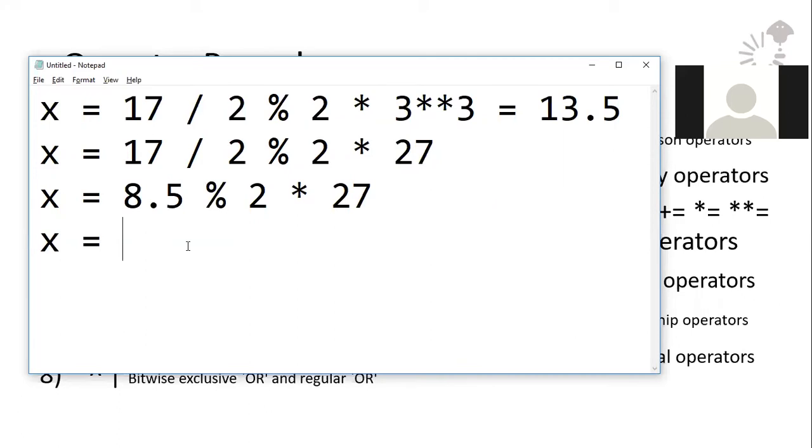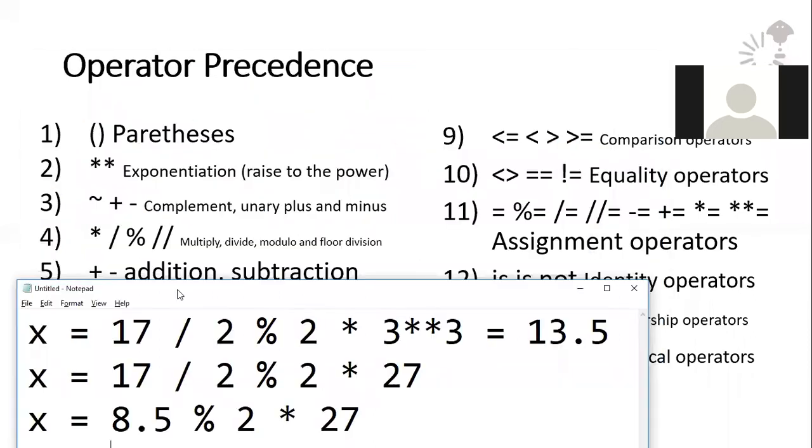Modulus, division, multiplication. Modulus, po. Modulus. 8.5 mod 2. Multiplication. Okay. Modulus, division, or multiplication.